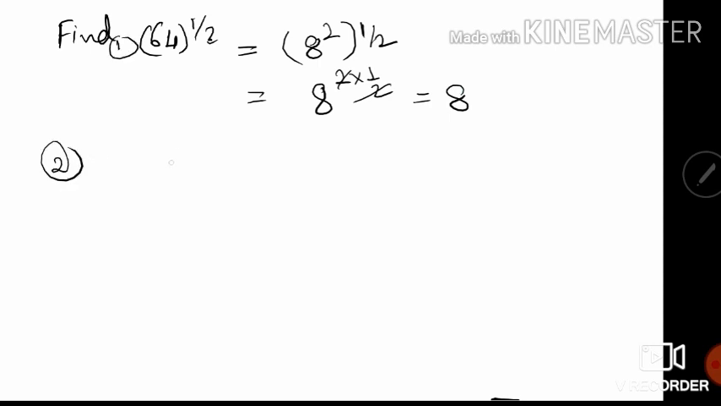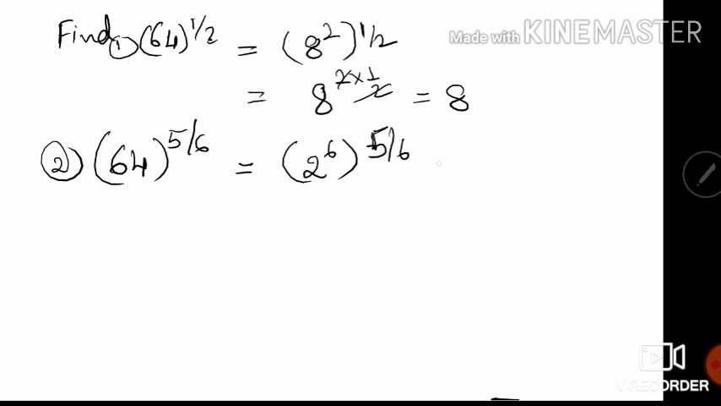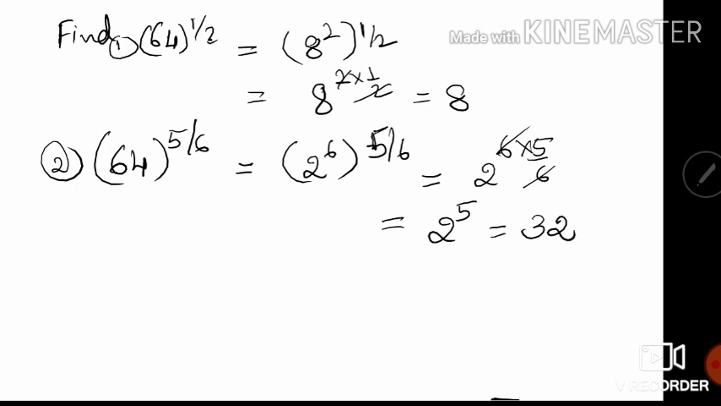Let's do another problem. 64 to the power 5 on 6. The power is a rational number here, which has denominator 6. The base can be converted as a number with power 6. So 64 can be written as 2 to the power 6, whole to the power 6. Wait, so this is equal to 2 to the power 6 into 5 on 6, which is 2 to the power 5, and that is 32.